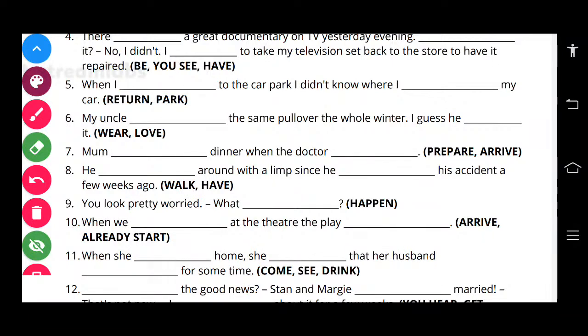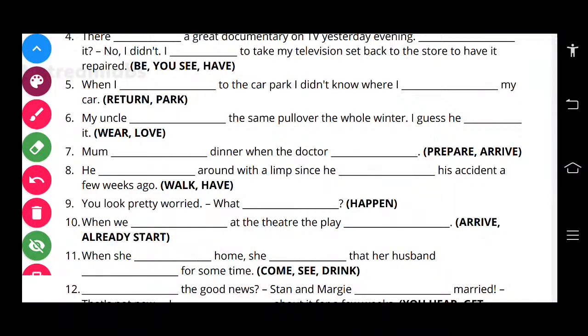Yes, okay, Dhanush, just a moment. Very good. Yes, Dhanush, your answer is correct. So when we arrived at the theater, the play had already started. Very nice, very good example. Because here the play started, it's an earlier completed action, and arriving at the theater, it's a later completed action.